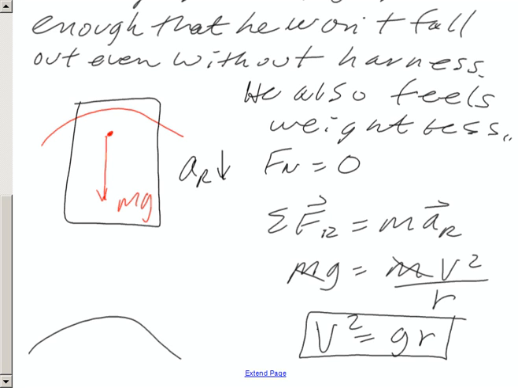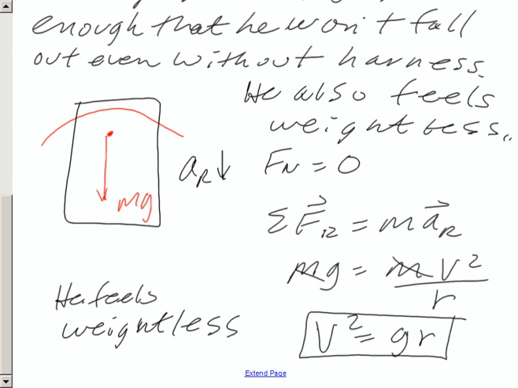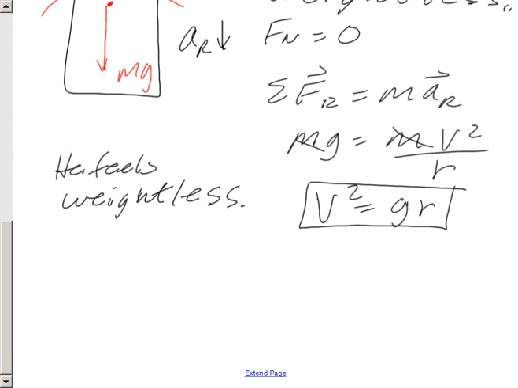I think we did that one. If not, we'll take a look at that again later. So he feels weightless. Now I'm going to do a number of demonstrations when I get back to make this a little clearer for you. But for now, I'm just asking you to buy this and see if you can make sense of it, and we will get into it a little deeper.